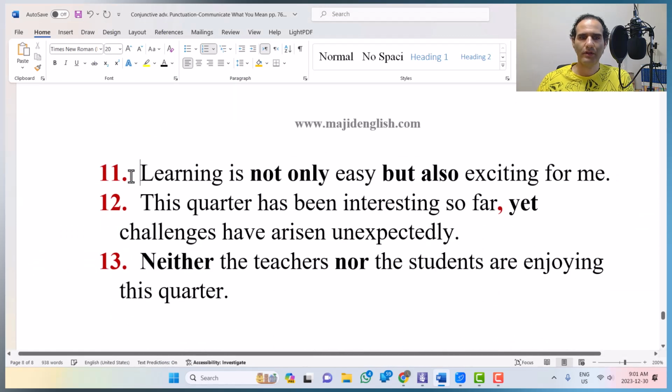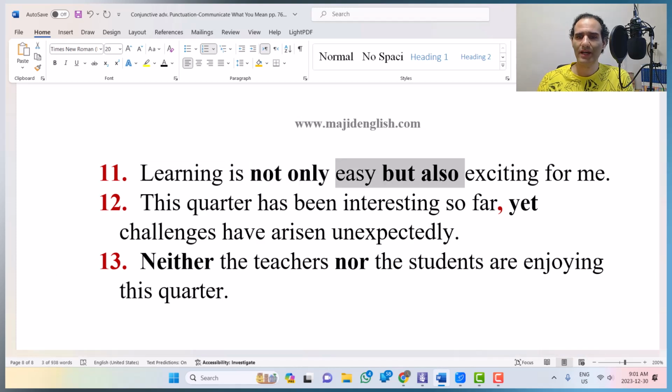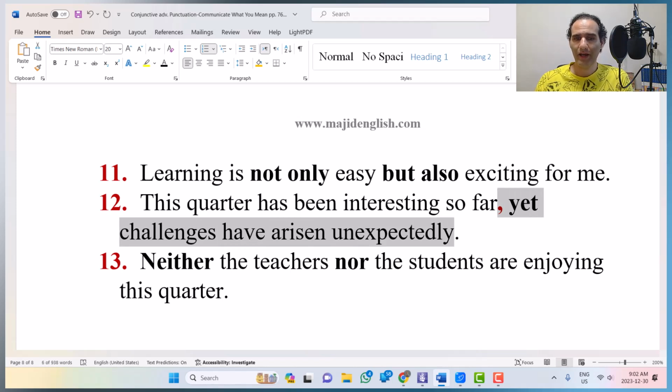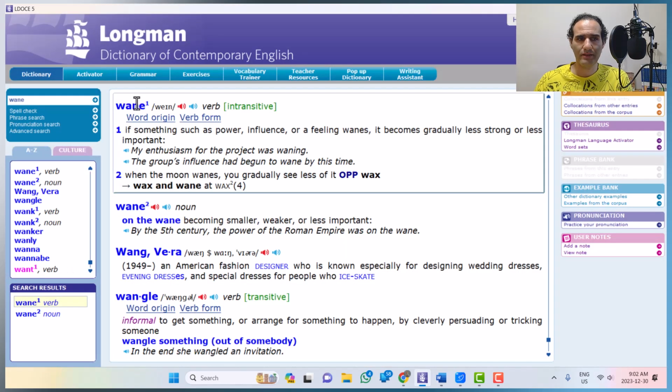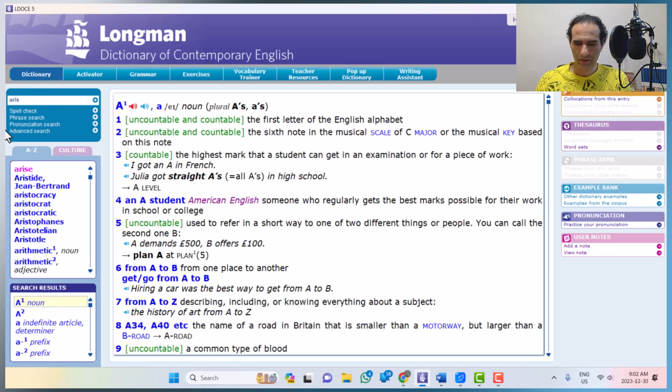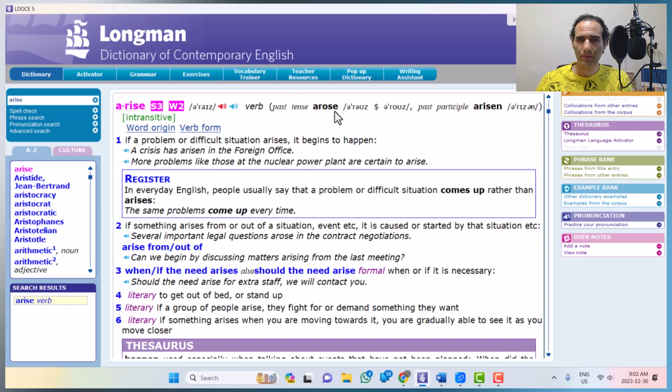And number 11, learning is not only easy but also exciting for me. Number 12, this quarter has been interesting so far, yet challenges have arisen unexpectedly. So challenges might arise. Arise, arose, arisen. You gotta know the past and past participle of the irregular verbs. Arise, arose, arisen. Okay?